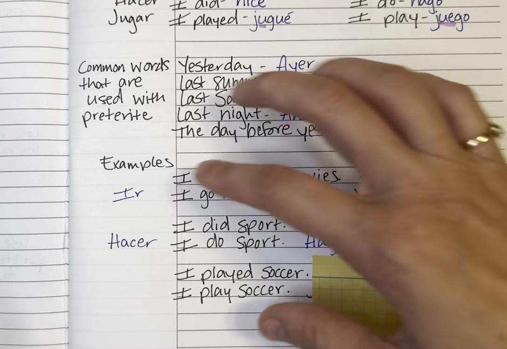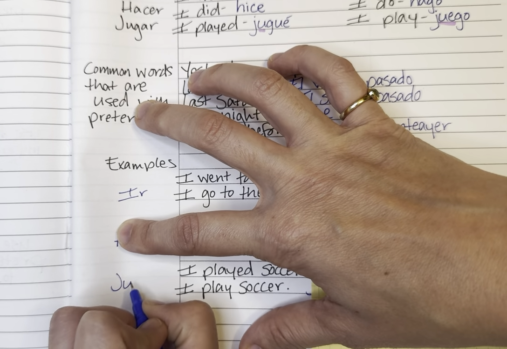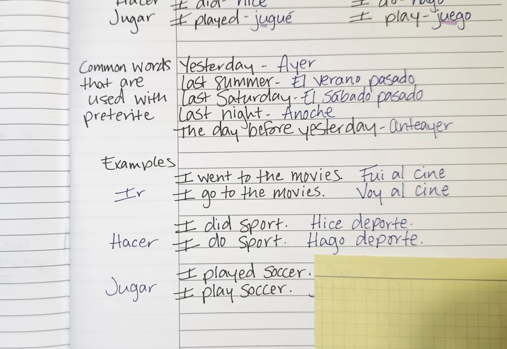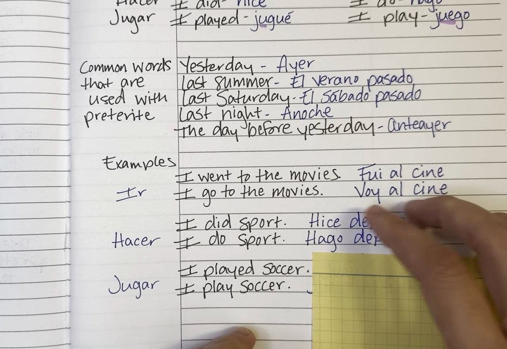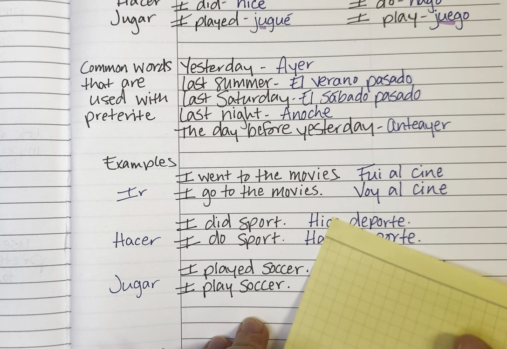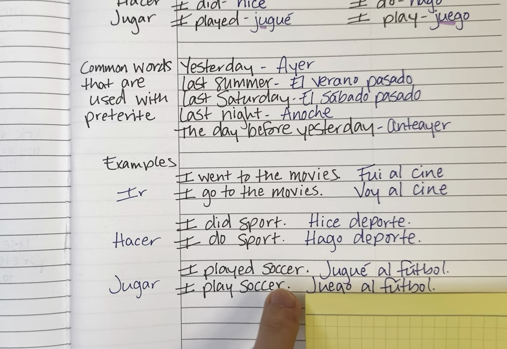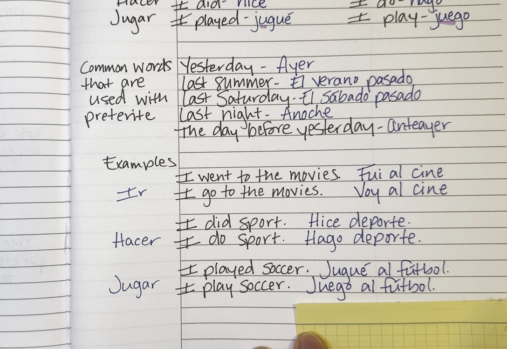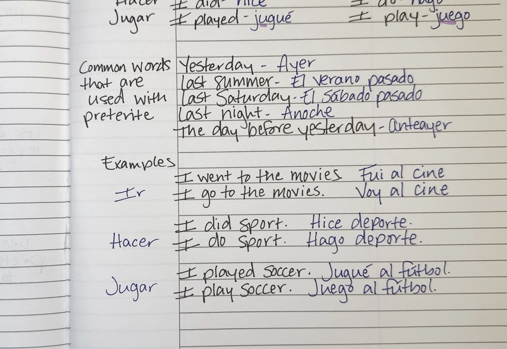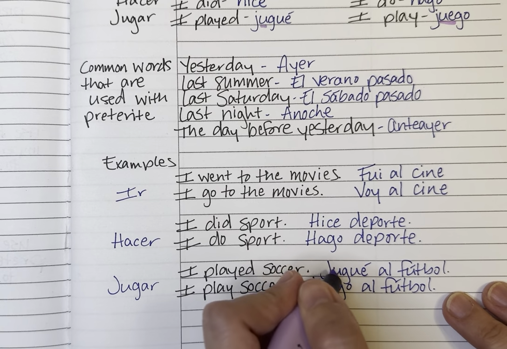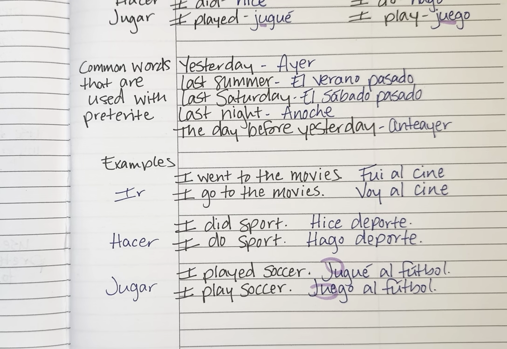All right, and one last set of examples. The verb jugar, to play. I played soccer in the preterite tense. Jugué al fútbol. I play soccer in the present tense. Juego al fútbol. And again, pointing out jugué versus juego.